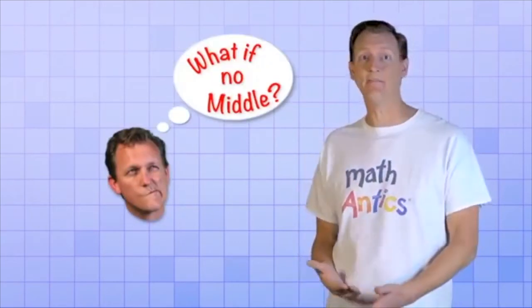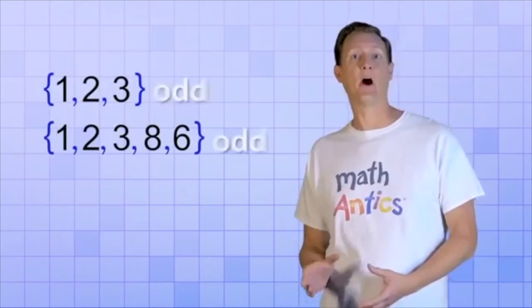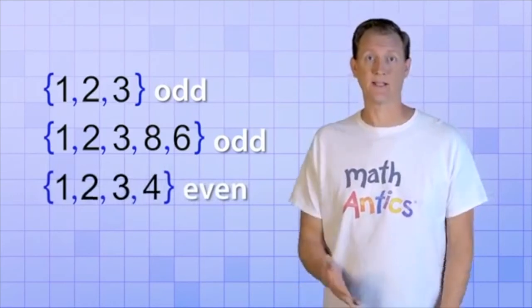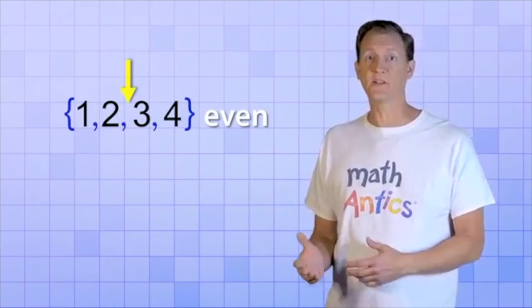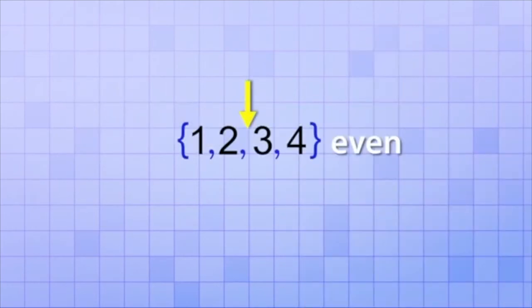But some of you may be wondering, what if a data set doesn't have an obvious middle member? All of the sets we've found the median of so far have an odd number of members. But what if a set has an even number of members, like the data set 1, 2, 3, 4? There isn't a member in the middle that splits the set into two equally sized groups. If that's the case, we can actually use what we learned about the mean to help us out.